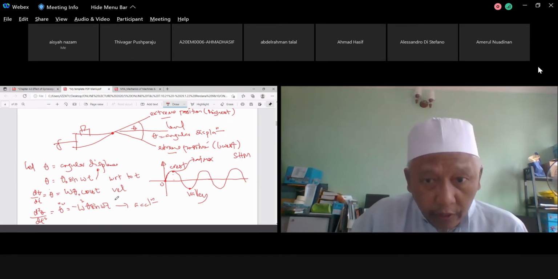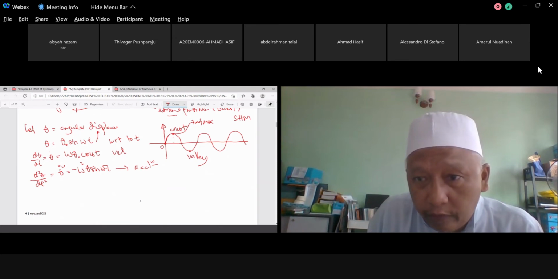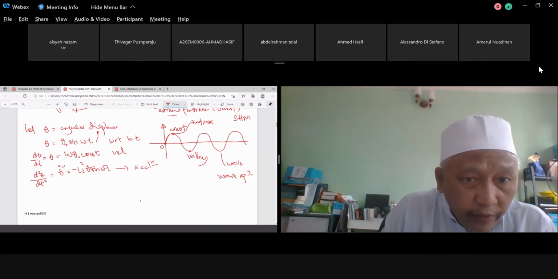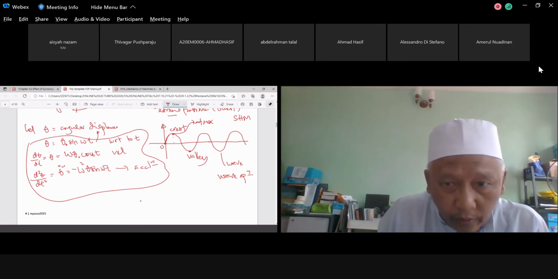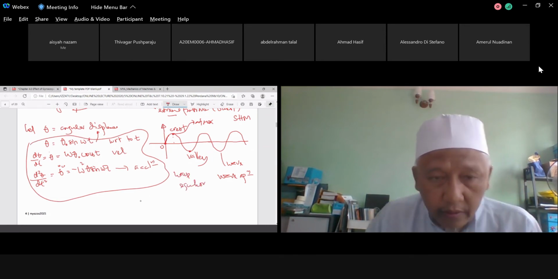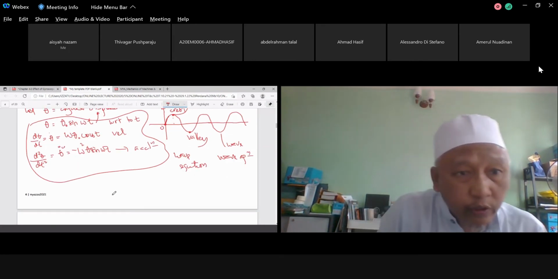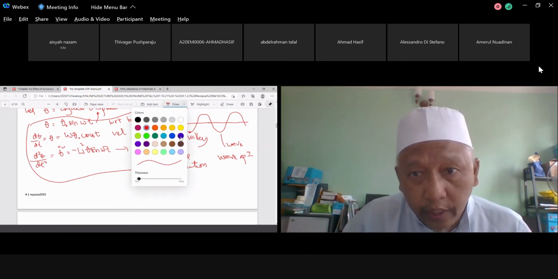As I mentioned earlier, our concern now is the wave. We are going to look for the wave equation. This is the wave equation, all of these are wave equations. Because our concern is on velocity, we are going to talk about this one.